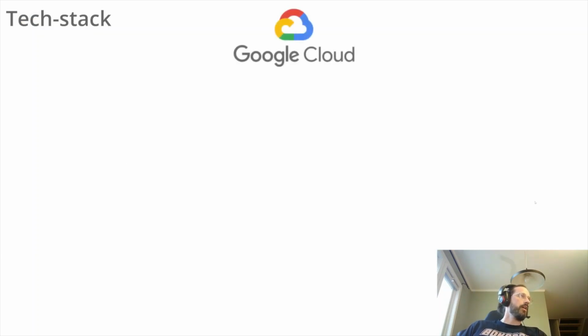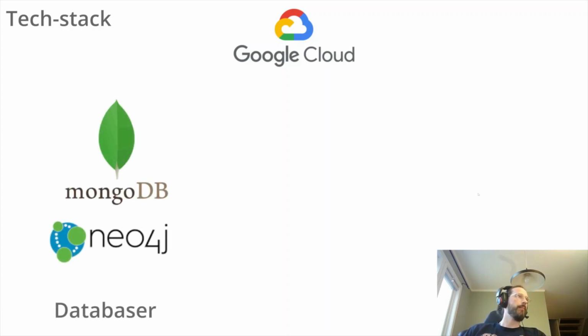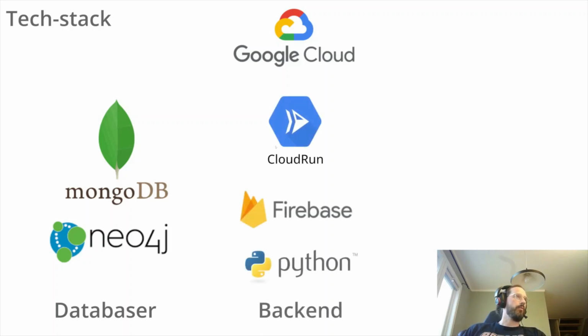So, okay, how is this built? It's a web application. It's hosted using Google Cloud, and these are the databases that are used. It's MongoDB and Neo4j, and then we have Cloud Run for running each of the applications. The web application itself is hosted on Firebase, and Python is the programming language for the backend application, and in the front end there is a React single page application.